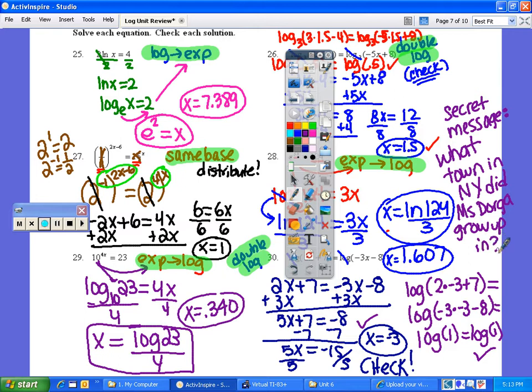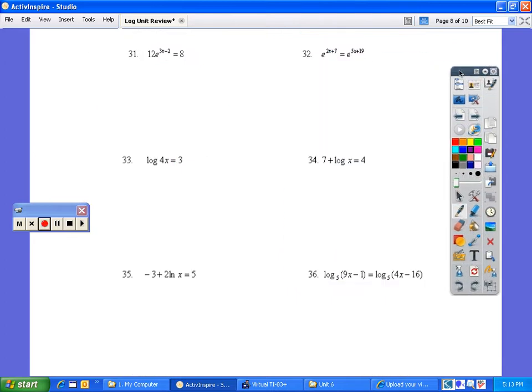Let's see if you can find out this answer. Alright, last few questions and then that's it. So here was number 31. A lot of you asked me to do 31. 31 actually winds up being an exponential to log question.